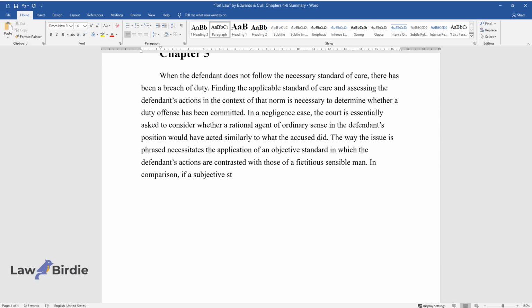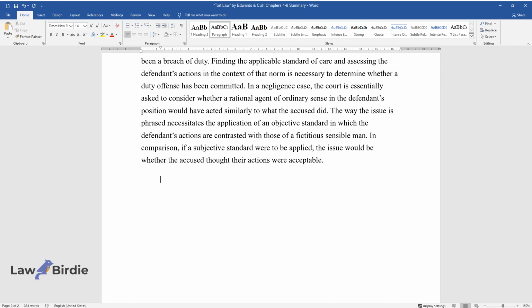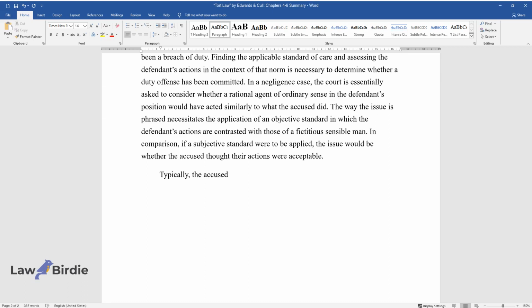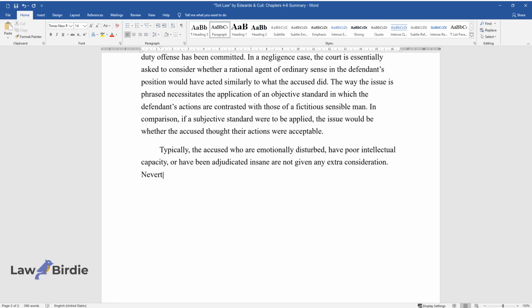In comparison, if a subjective standard were to be applied, the issue would be whether the accused thought their actions were acceptable. Typically, the accused who are emotionally disturbed, have poor intellectual capacity, or have been adjudicated insane are not given any extra consideration. Nevertheless, a defendant's physical traits are taken into account.